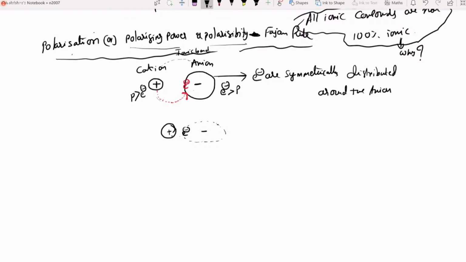Sir, is it this nucleus attracts this electron? No, this nucleus cannot attract its own electron. Why? Because the number of protons is lesser than electrons. Why? It is anion. Sir, why do you show anion as big and cation as small? Yes, anion is always bigger than cation.